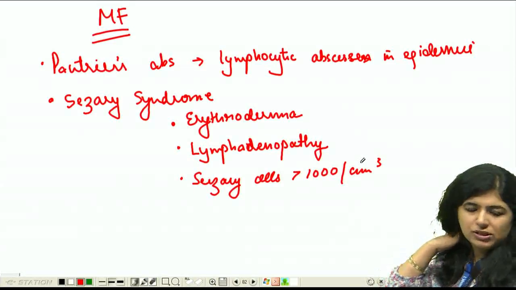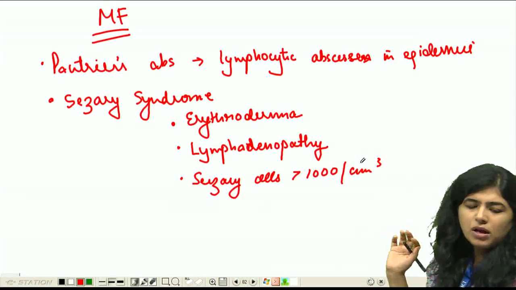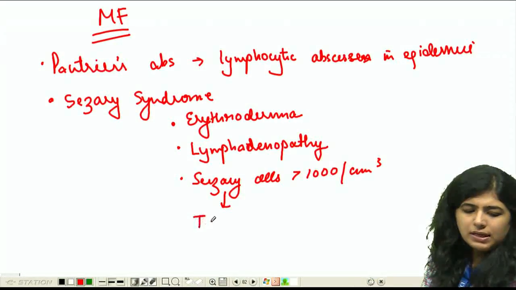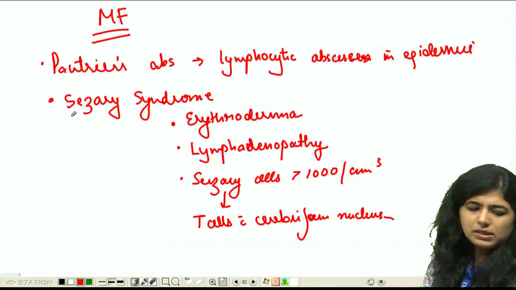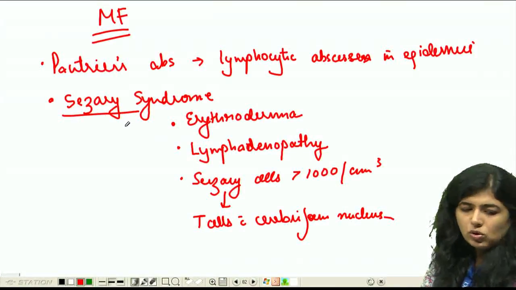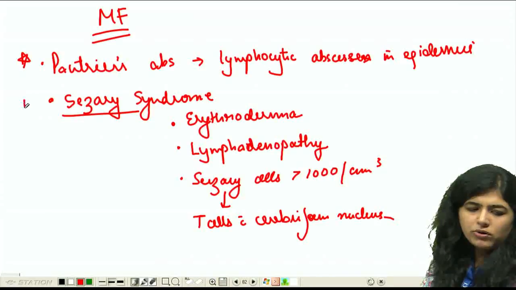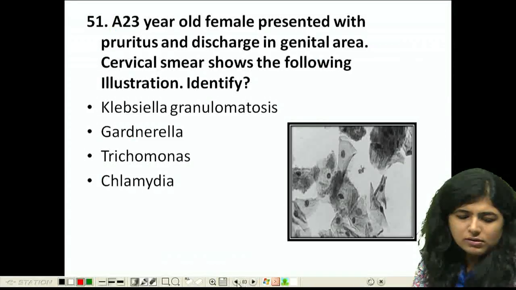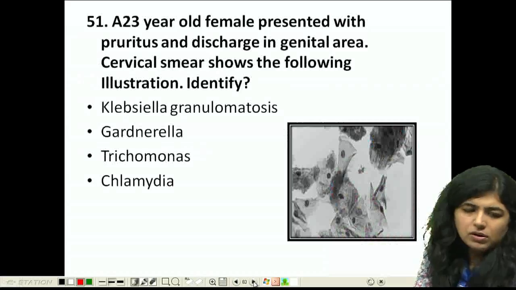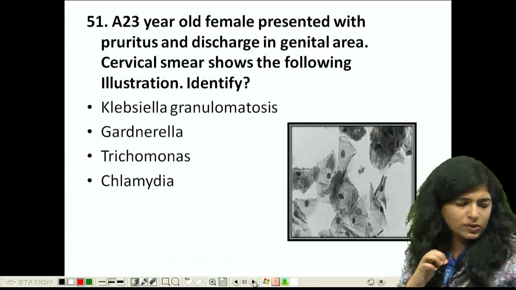So absolute number of Sézary cells is high, there is multiple lymph node enlargement, the entire skin is red. These cells are T cells with a cerebriform nucleus. This is the last stage, the final stage. So Sézary syndrome remember, Pautrier's microabscesses remember, the treatment. That's all that you need to know about mycosis fungoides. Clear? Good. Moving on to the next question.